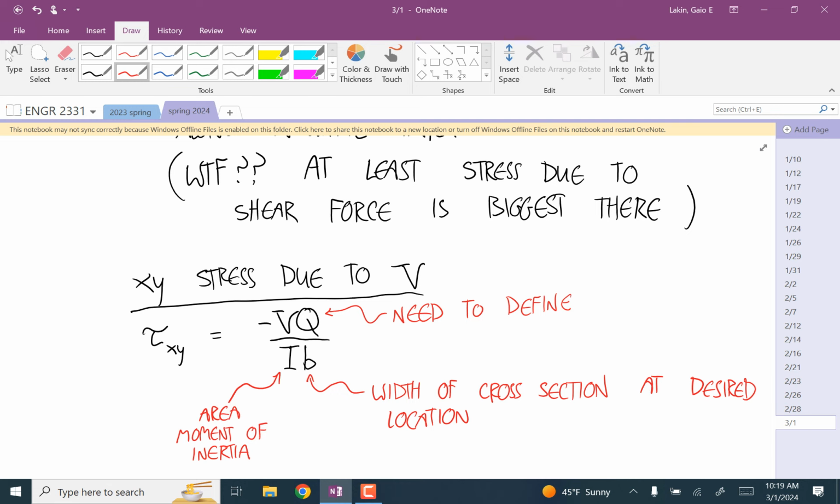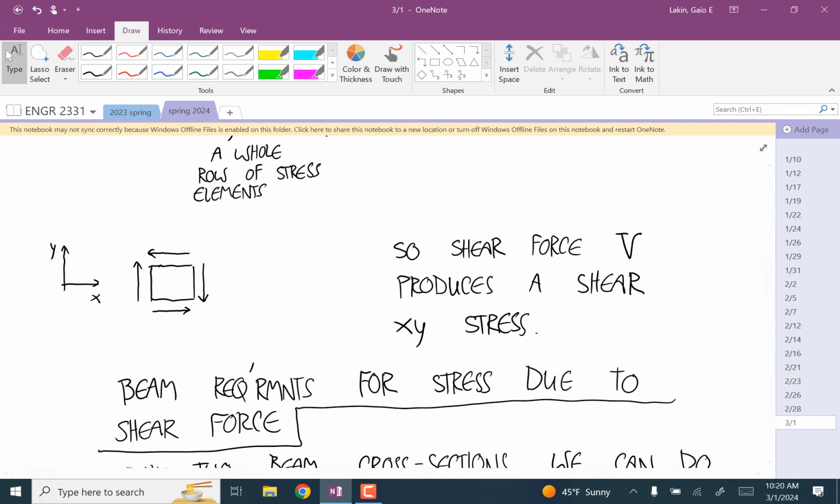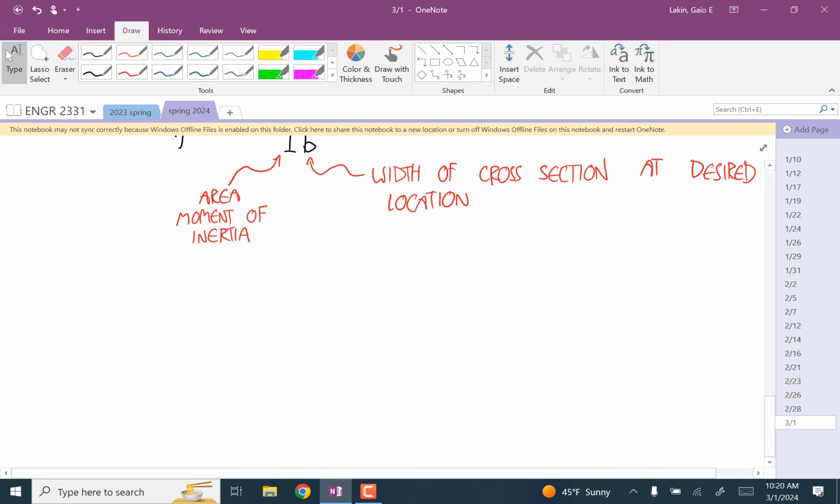And like all these other stresses, you can trust the sign that you get. So if you use the sign convention of the shear force, you'll get the correct sign for the shear stress. You can see this negative says that it has the opposite sign of the shear force, and that's what we saw in this picture, or this picture.